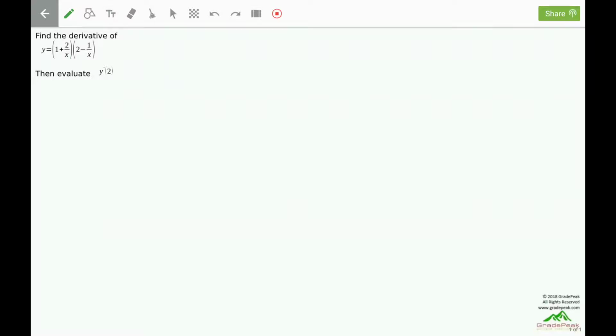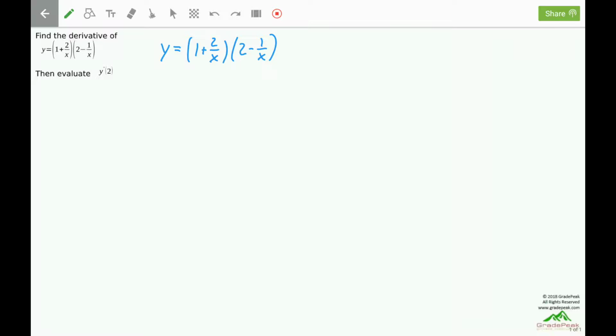Find the derivative of y equals (1 plus 2 over x) times (2 minus 1 over x), then evaluate y prime of 2. So y is the product of two functions, 1 plus 2 over x times 2 minus 1 over x. One option is to use the product rule, but if you can physically take the product, it will be quicker and easier. The product rule can overcomplicate it.